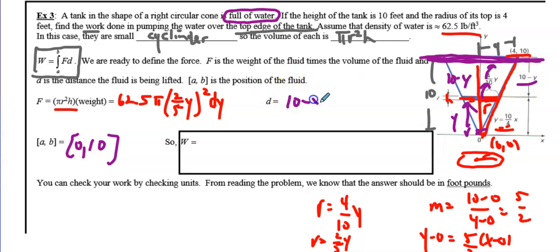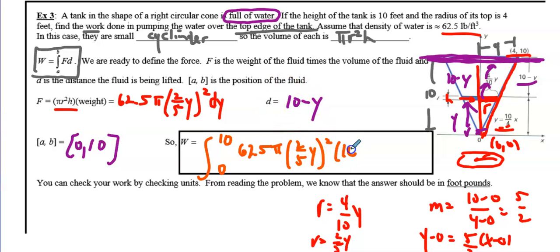And again, I'm going to do a lot of examples of this so you guys can see it. And so we have everything that we need in order to solve this work problem. So we're going to go ahead and integrate from 0 to 10, and plug all this stuff in: 62.5, pi, 2 over 5 y quantity squared, multiplied by 10 minus y, and then dy. So this is the correct setup in order to solve the problem.